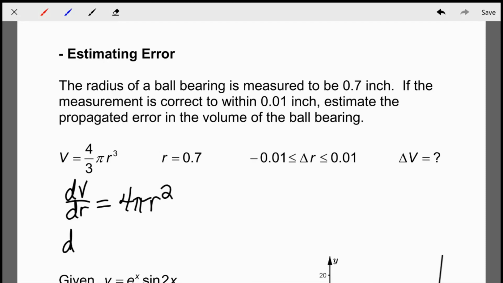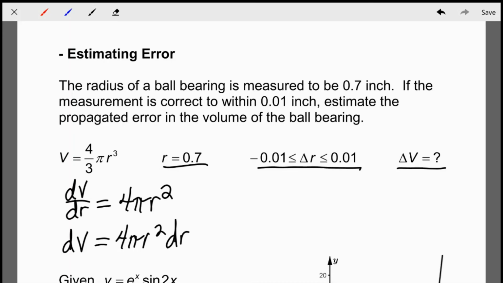And my dV then would be 4 pi r squared times dr. Now notice the information that's up here. We've got the radius is 0.7. That's sort of like our center point. That's our perfect radius. We're going to be off by as much as 0.01 inches in either direction. And they want us to know, what is delta V?